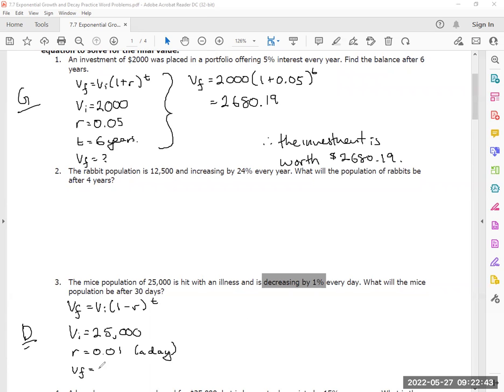So I'm asking what VF is. But time is 30 days. So here's a thinking bit for you. Am I okay with leaving it for 30 days, or do I have to change it into years in this case? Yeah, the rate is given in days, so we're okay with days. Let's do it.